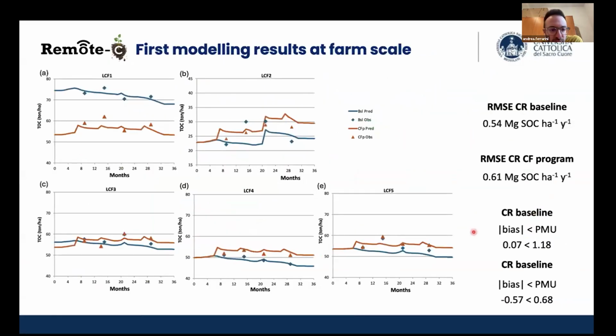These are the first results of 5 of the farms of the Living Lab within Farms for Climate, and these are all the accuracy metrics and precision metrics and the accuracy tests following the Verra standards. So you see, both in baseline and in carbon farming, the model absolute bias is always lower than the pooled mean uncertainty of all 5 farms. So we have about 30 hectares monitored, and that's the root mean square error of the delta SOC, not of the single time points.